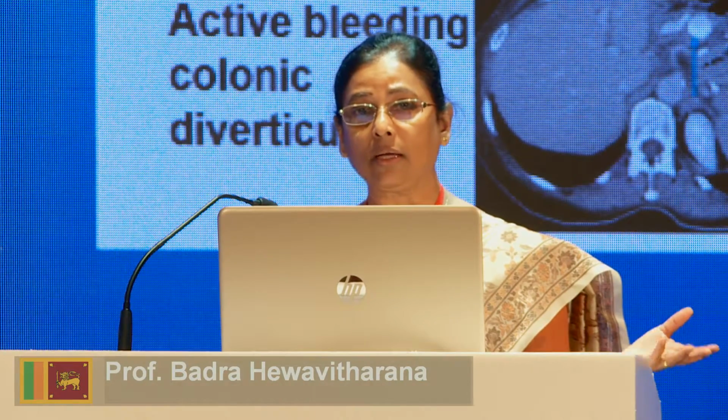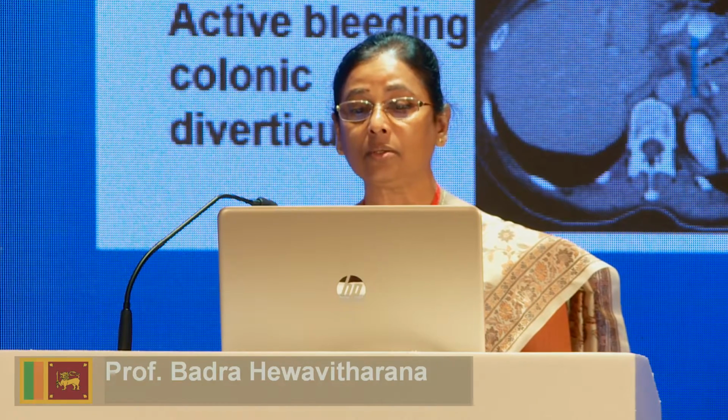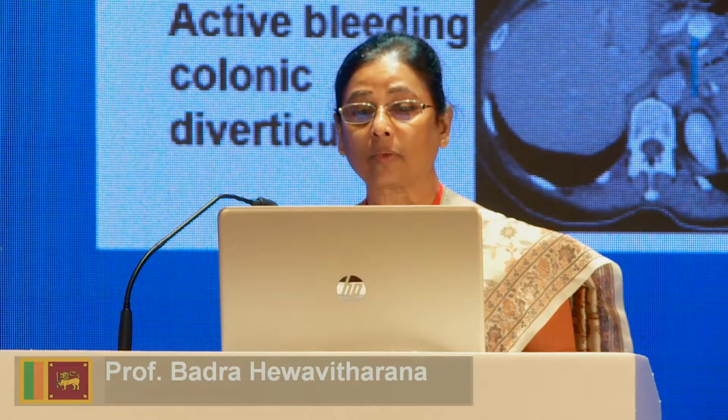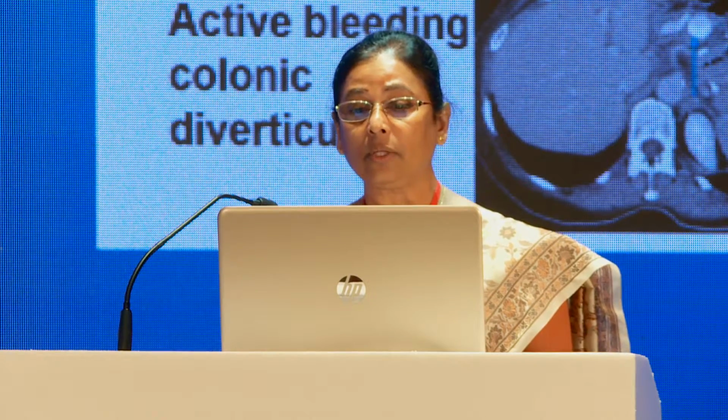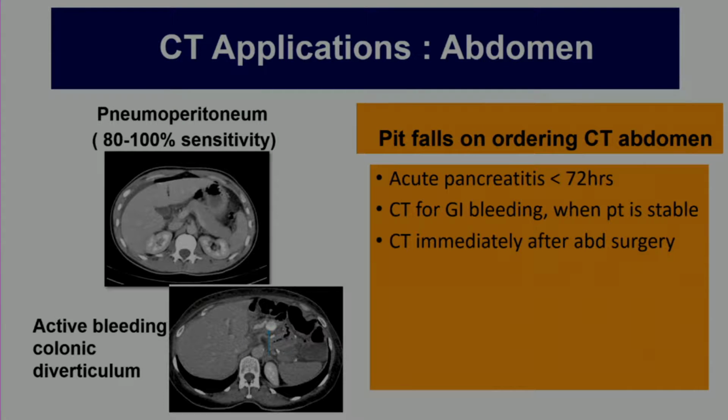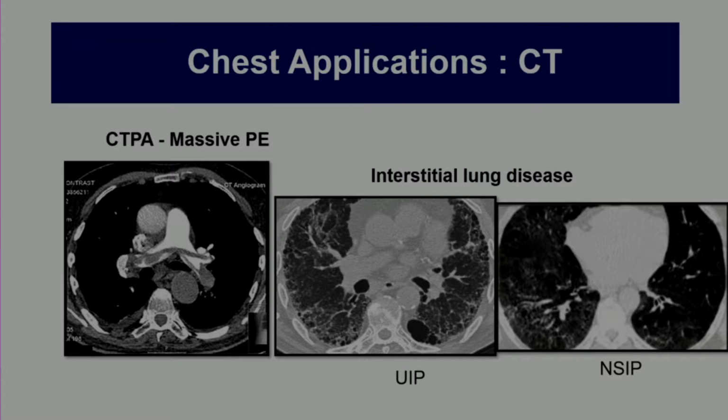If you have MRI, yes, MRI is more sensitive within the 72 hours. But unless the clinical scenario is warranting, you have to think twice. Then GI bleeding, if the patient is not actively bleeding, you have to reconsider doing the CT, and CT immediately after abdominal CT. So this is a nice, it's not nice actually, saddle thrombus involving two major bronchi, and UIP pattern with honeycombing, and NSIP pattern with ground glass appearance.